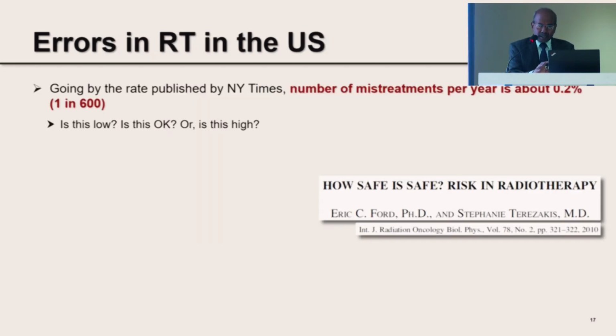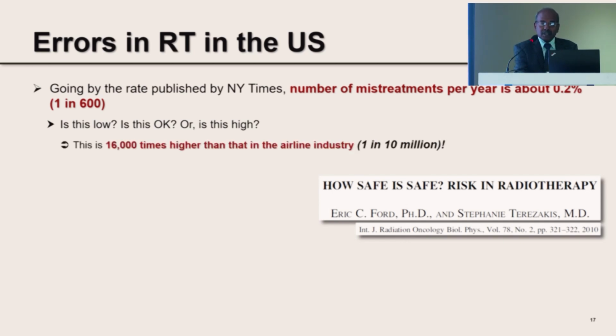If you look at errors in radiation therapy in the United States, it has been estimated to be around 1 out of 600. That means mistreatments per year are about 0.2%. Is this low? 1 out of 600? Is this okay, acceptable, or is this high? You will be surprised to know that this is about 16,000 times higher than what we see in the airline industry, which is considered the safest among all industries.